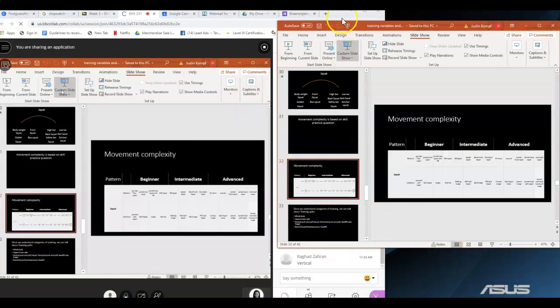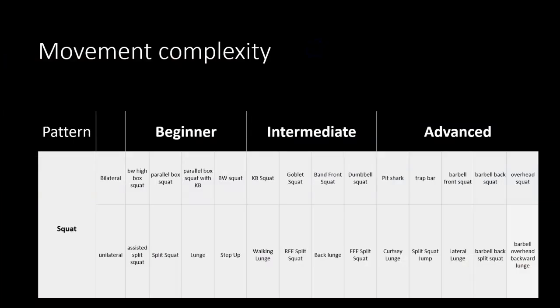So let me put this into presentation mode. If I have somebody that is a beginner, I probably want to give them beginner squat variations. If I have someone that's an intermediate, I probably want to give them more intermediate exercises. Now, just because somebody can do a bodyweight squat correctly, which is a beginner exercise, does not mean that they can do a barbell back squat correctly.